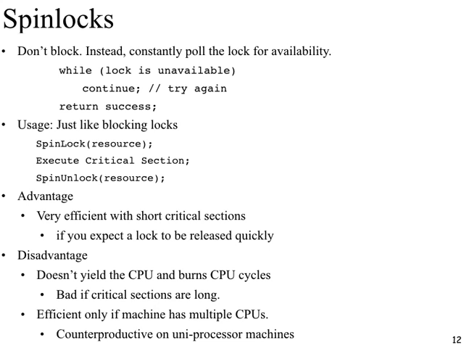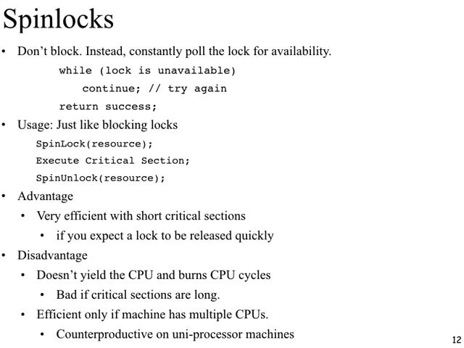So usage of spin locks is as simple as using blocking locks. You call spin lock on a shared resource, then you execute the critical section once spin lock succeeds, and then you call spin unlock on the shared resource. The advantage is that if you expect the lock to be released very quickly, then spin lock is very efficient. Unlike blocking locks, spin locks don't have to take the process through the cycle of releasing the CPU, going to ready state, and then going back to the running state.